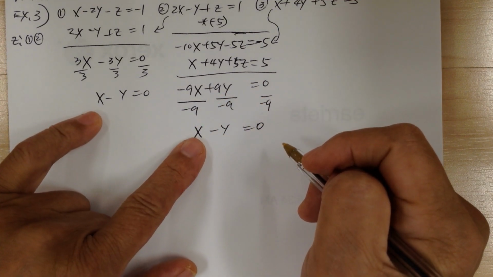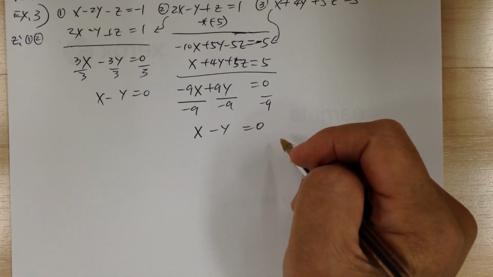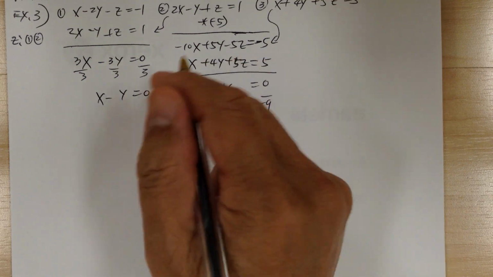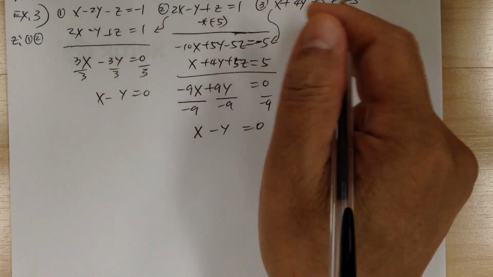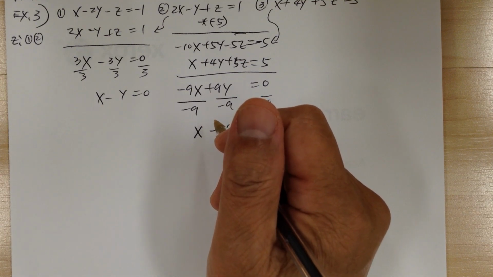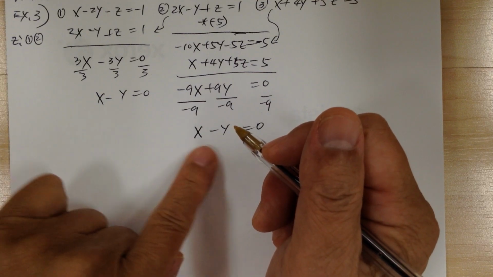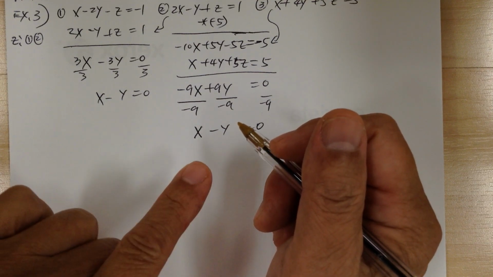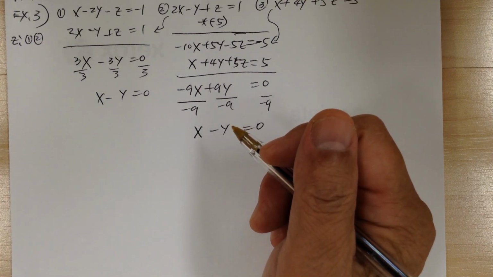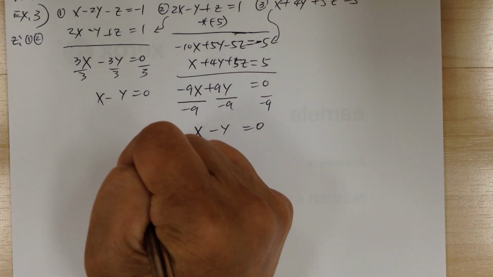Now notice over here I get two identical equations. So in this case, this system of equations is dependent. So you're going to get an infinite number of answers. In this case, you're going to have x equal to y. So it's going to work as long as x equal to y. And so you don't have to solve it. So this is dependent.